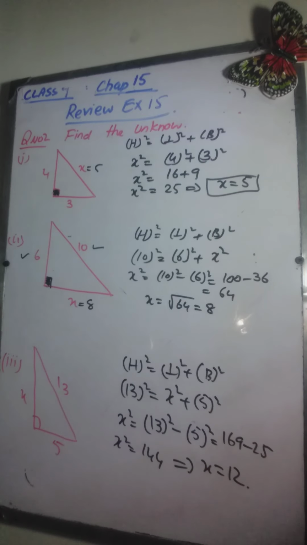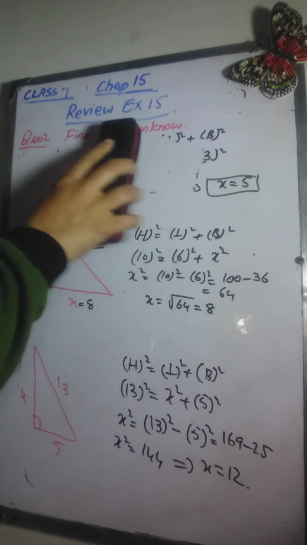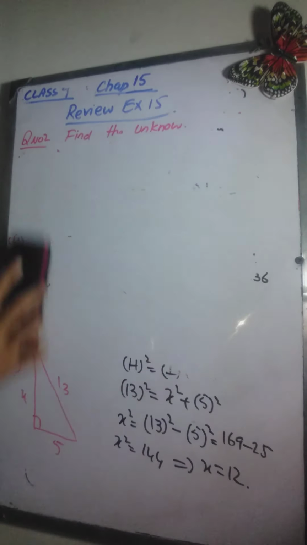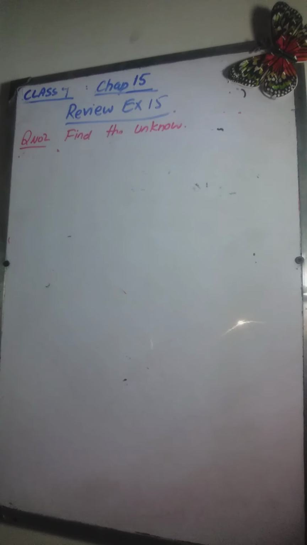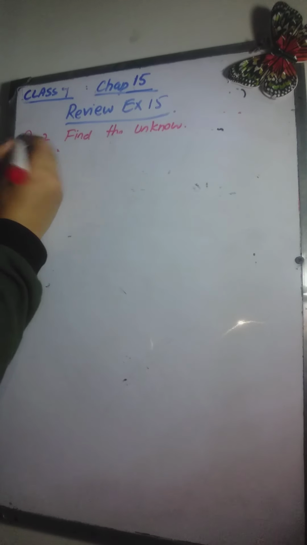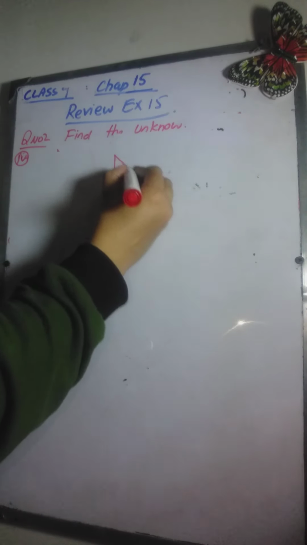Now these are the three parts of question number 2. There is one more part of this question. I'll write it after erasing the first three parts. The fourth part is a very small triangle, and again we have a right triangle.